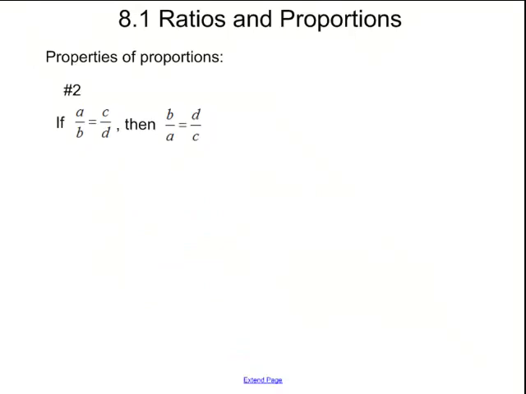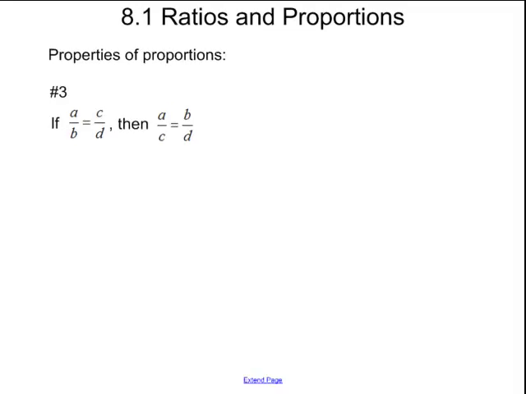The second property of proportions is if A over B is equal to C over D, then B over A is equal to D over C. Notice we're just flipping the fractions. I don't think that would be very hard to show, and I may just ask you to prove that later on, but it's true that if A over B is C over D, then B over A is D over C.